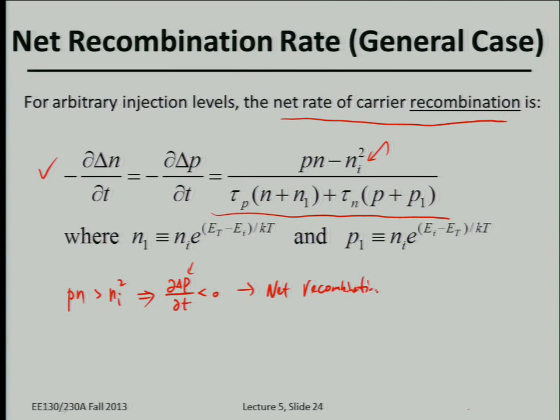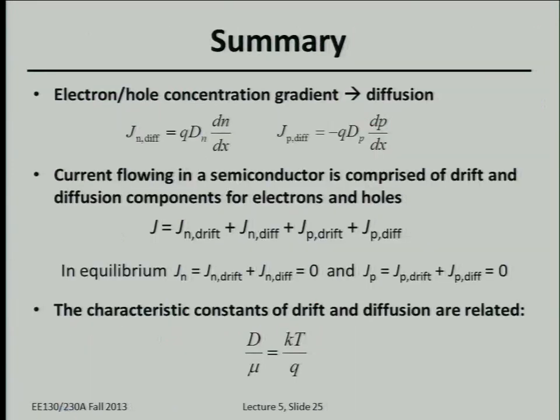If the case is that the product N P is smaller than n_i squared, it tells you that dP over dT is larger than 0. So you would expect a net generation is going to happen to recover the system to its equilibrium state. Okay? I think that's pretty much of it. And I'm going to leave the summary part to Professor King next week.